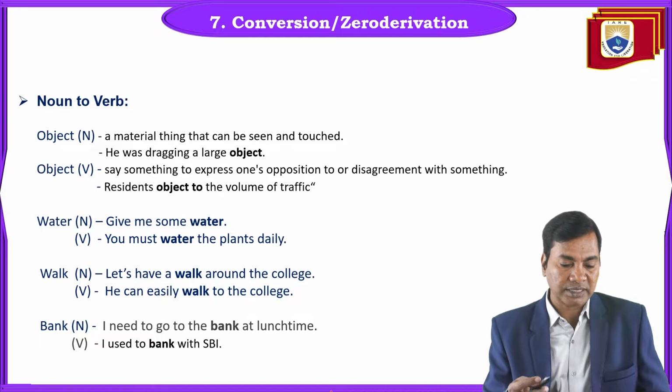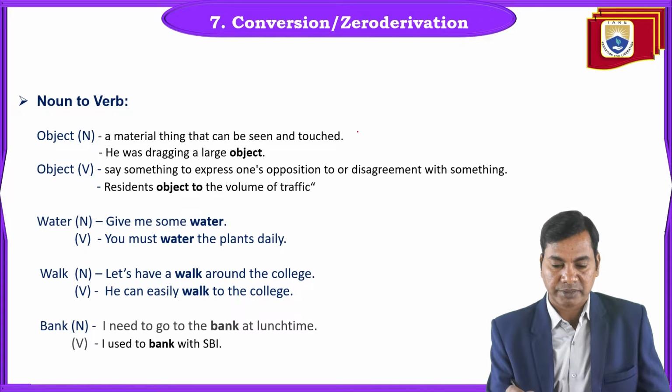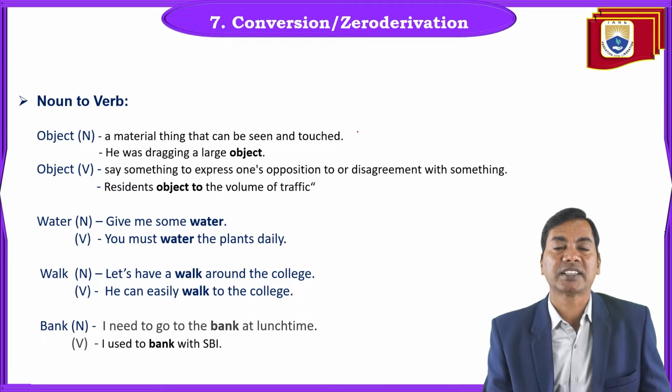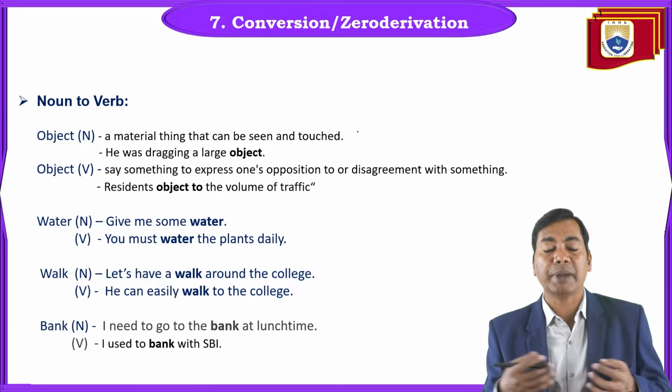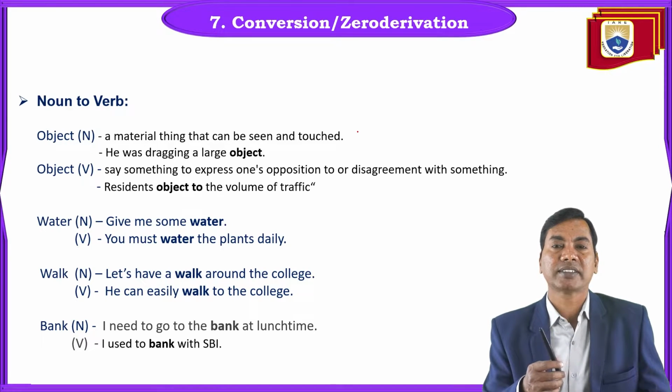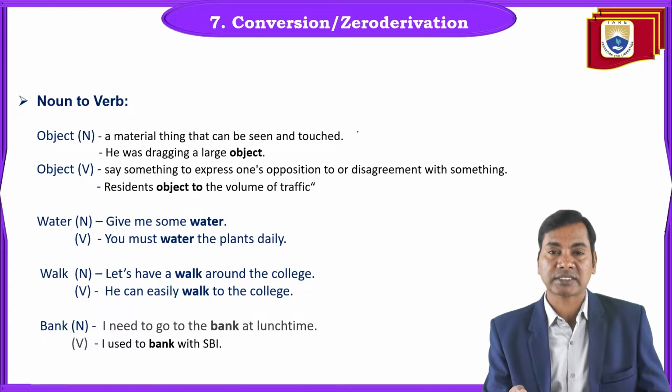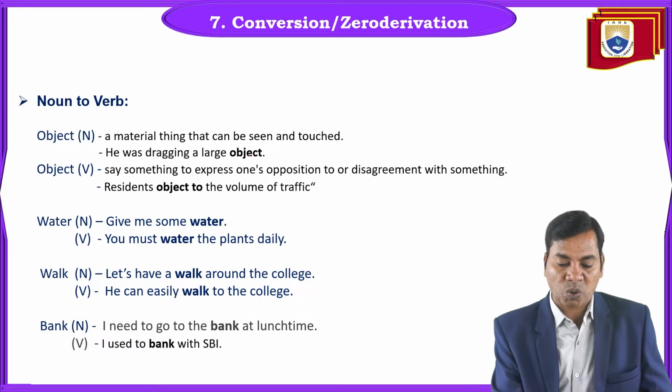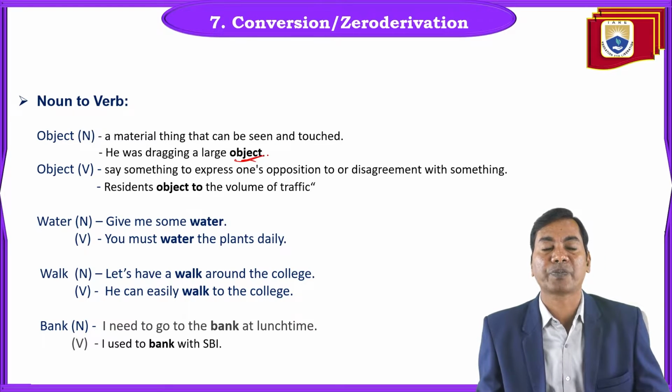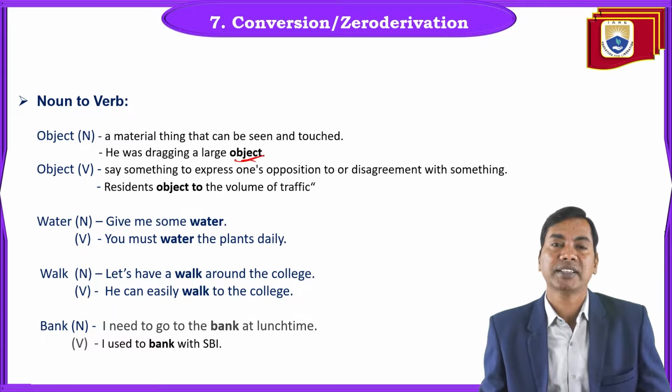Now look at the example. Object. You know that as a noun, object means a thing, a material thing. It's an object, right? So a pen is an object, the object which I'm using for writing to show you on the screen. Object means a material thing that can be seen or touched, right? He was dragging a large object. Here I used object as a noun, right? Same word.